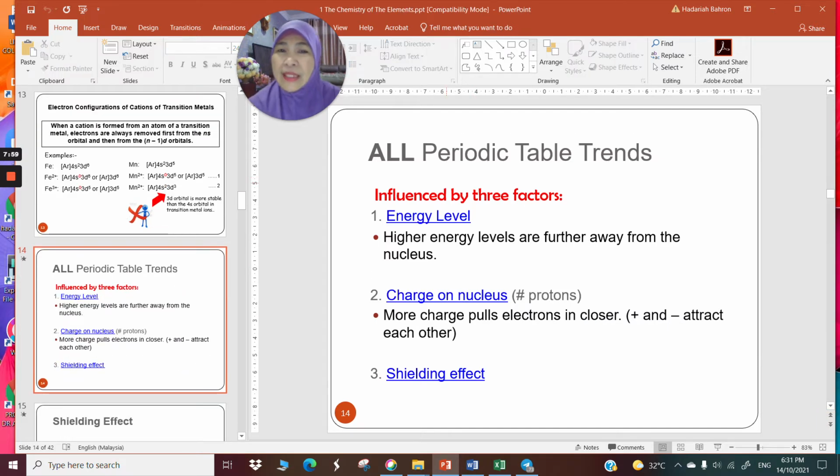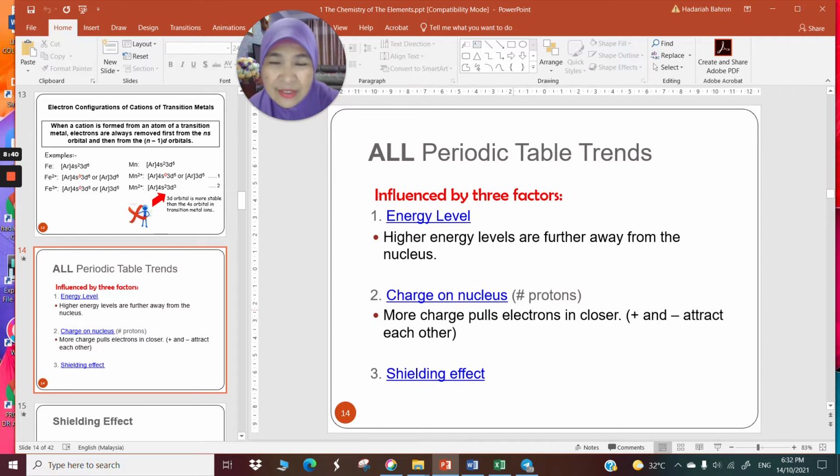Now all the elements in the periodic table will have a very noticeable trend or behavior. It will have a similar type of behavior. Those behaviors or trends are influenced by 3 factors. The first factor is the energy level. The higher energy levels are further away from the nucleus. Obviously, like I explained earlier, all the orbitals that are located further away from the nucleus will have the higher energy level.